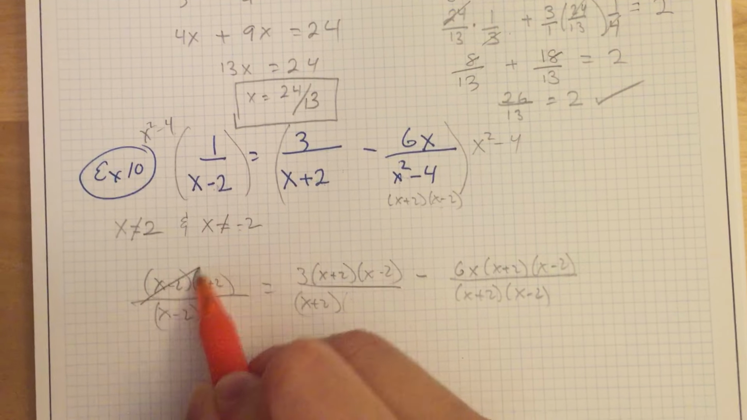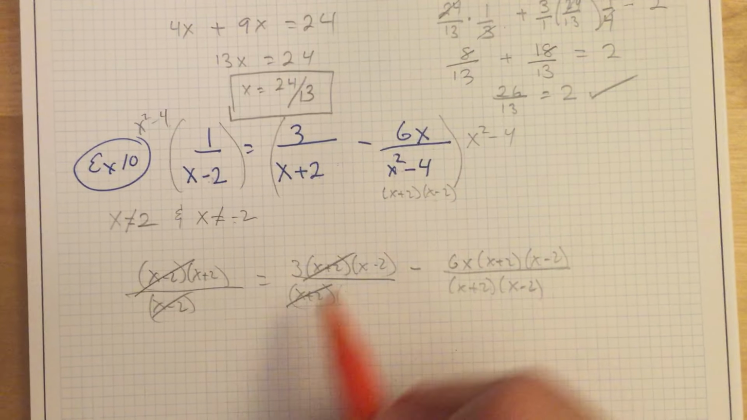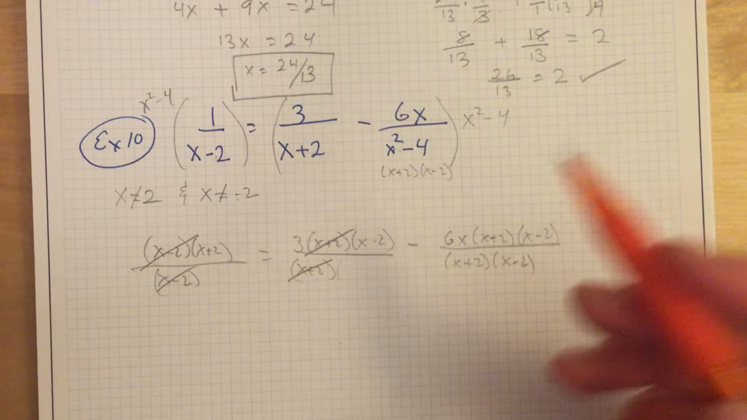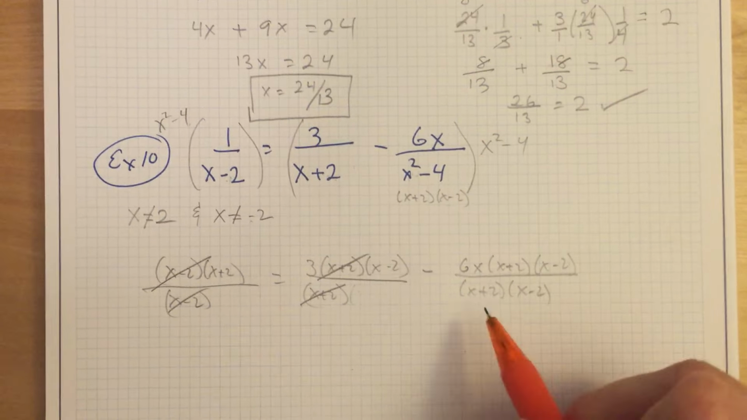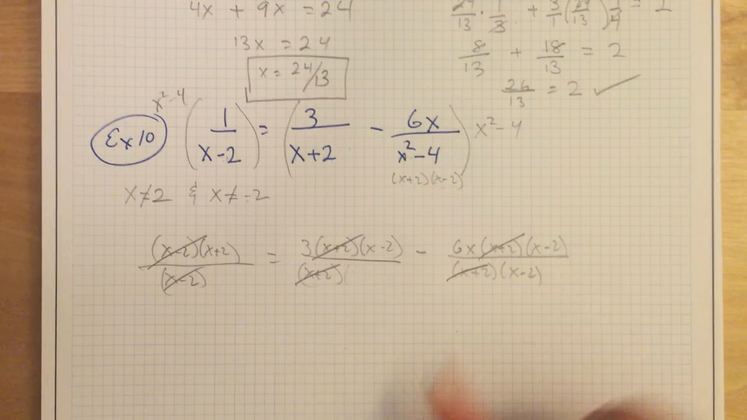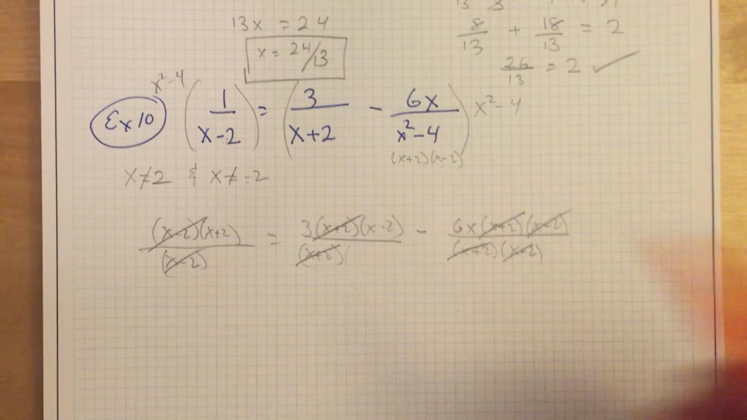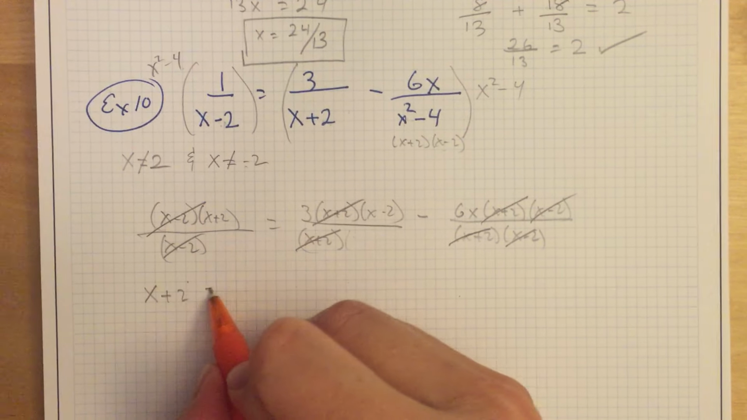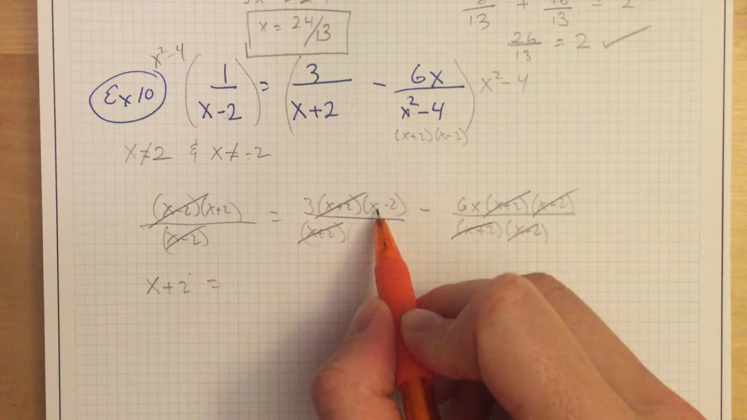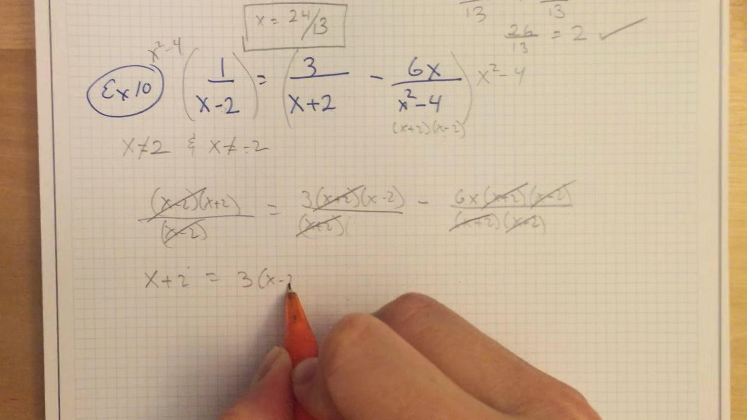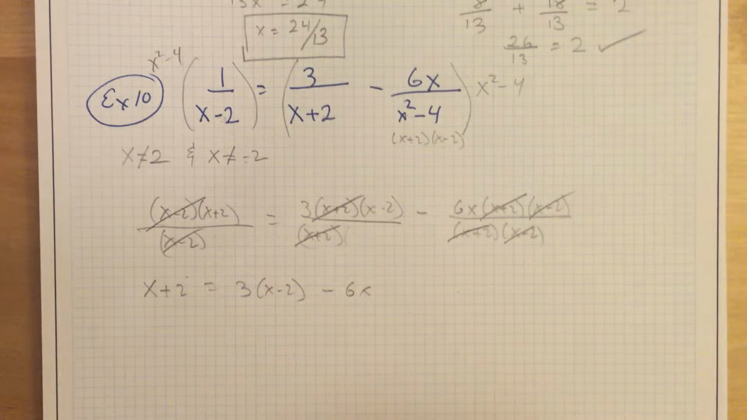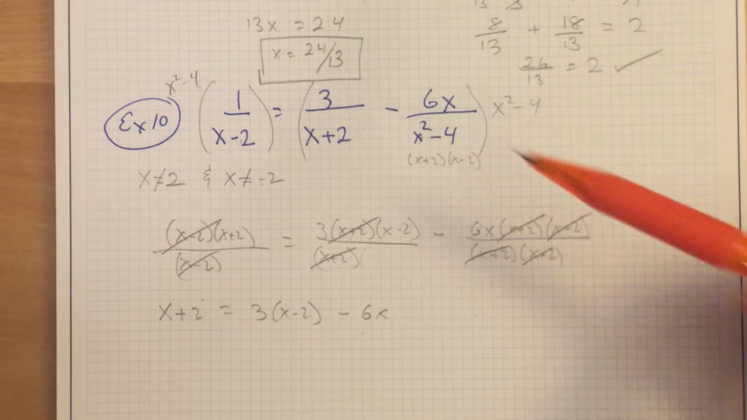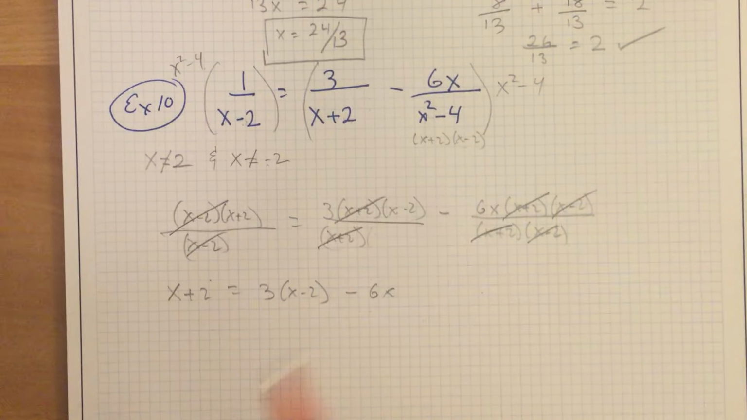The x minus 2's over here cancel out. The x plus 2's cancel out. So notice that I'm canceling out the entire binomial that's both in the numerator and denominator. X plus 2, x plus 2, x minus 2, x minus 2. Yay! So all we have left on this side is an x plus 2. And then on this side we have a 3, and it's being multiplied by x minus 2. And then we have a minus 6x. And look how easy this problem becomes just by multiplying by your lowest common denominator.